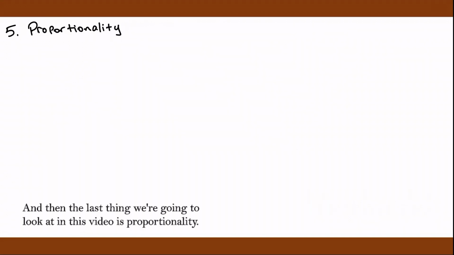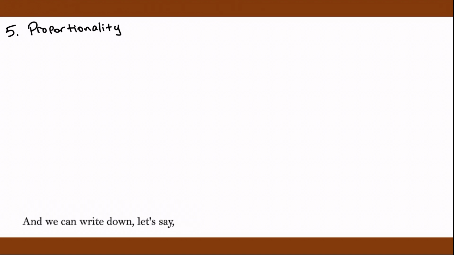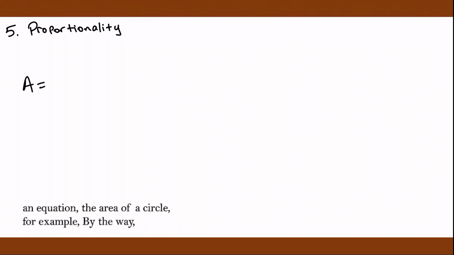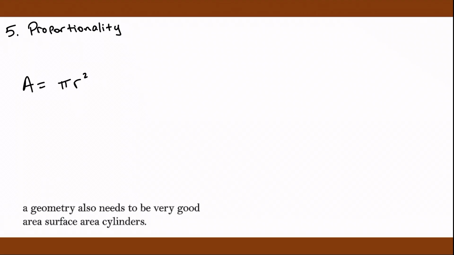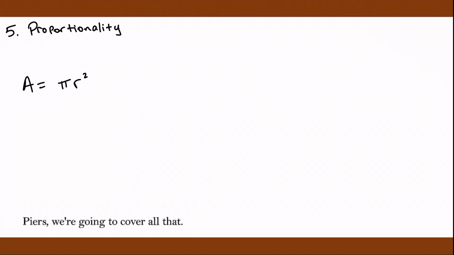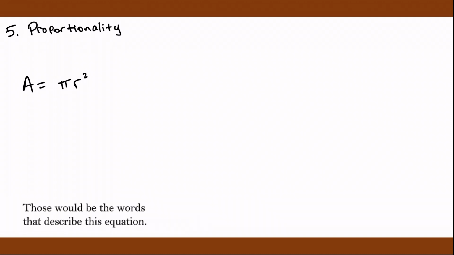And then the last thing we're going to look at in this video is proportionality. And we can write down, let's say, an equation, the area of a circle, for example. By the way, your geometry also needs to be very good. Area, surface area, cylinders, spheres. We're going to cover all that. But A is proportional to the square of r. Those would be the words that describe this equation. Guess what the proportionality constant is? Pi. That's just saying that there's some constant out front.